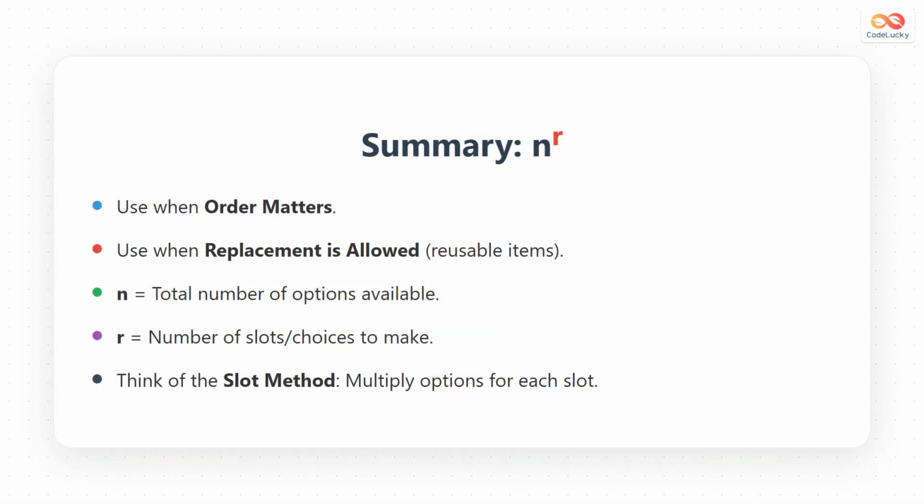To summarize, use the formula n to the power of r when order is important and items can be reused. Remember that n is your total options, and r is the number of choices you make. Just think of the slot method and multiply the possibilities together.